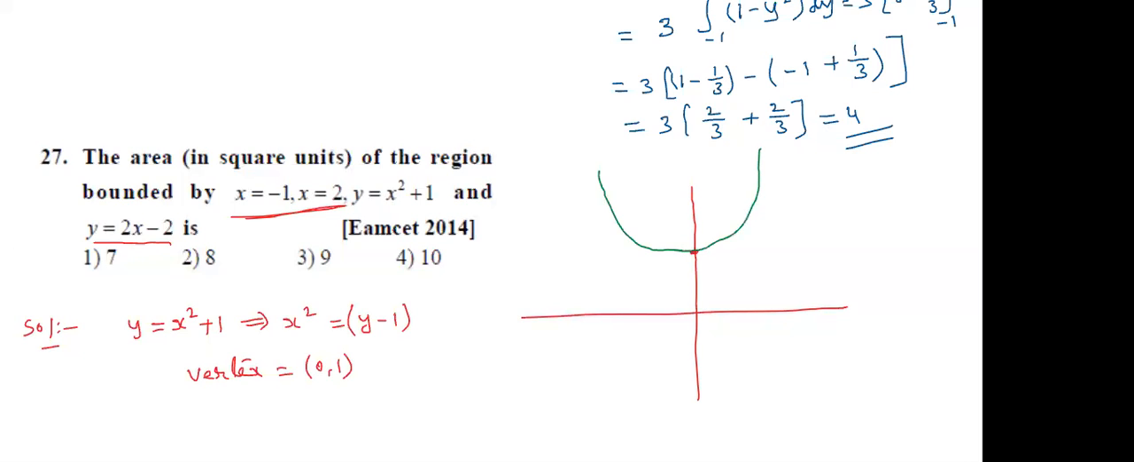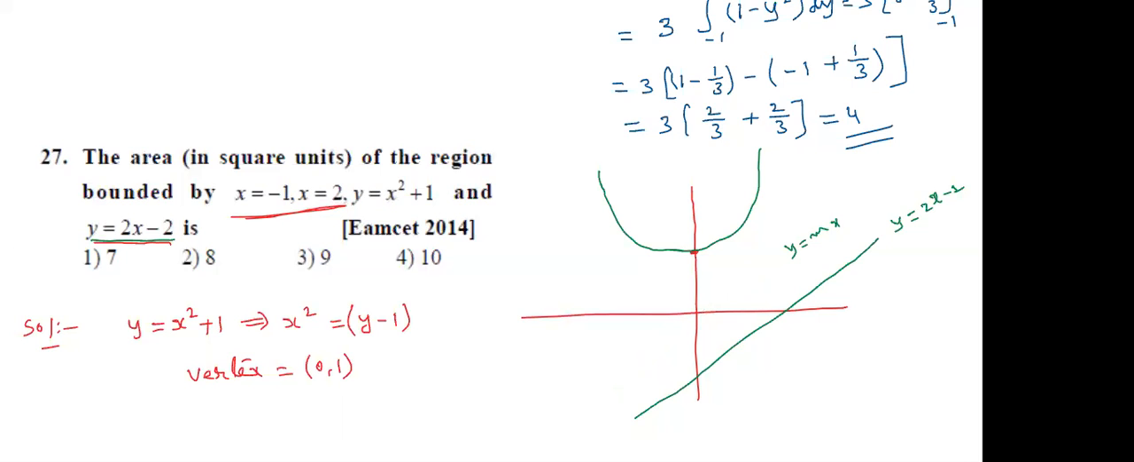This is the parabola. We know that y is equal to mx. This is the curve. What is y is equal to 2x minus 2? I think below the origin. This is now approximately. This is y is equal to 2x minus 2, and 2x plus 2 means above the line y is equal to mx.